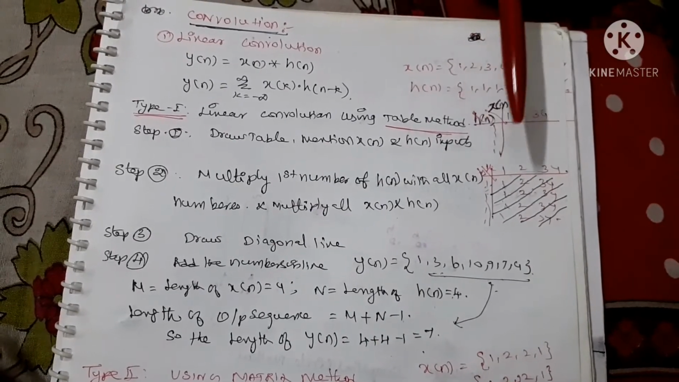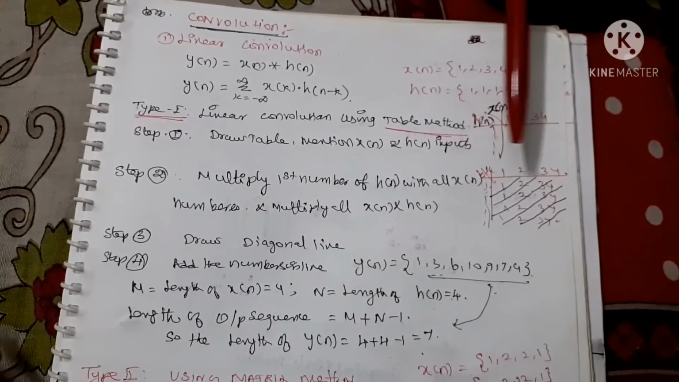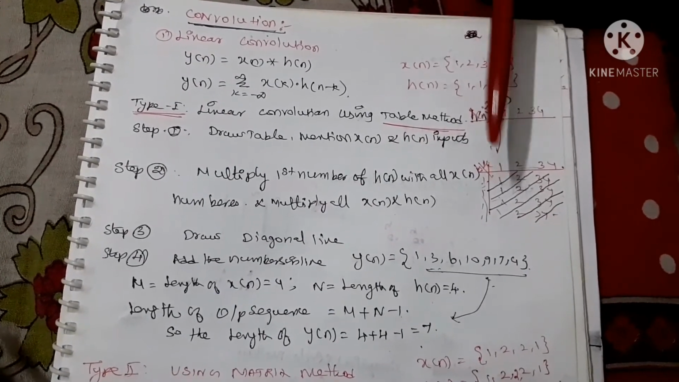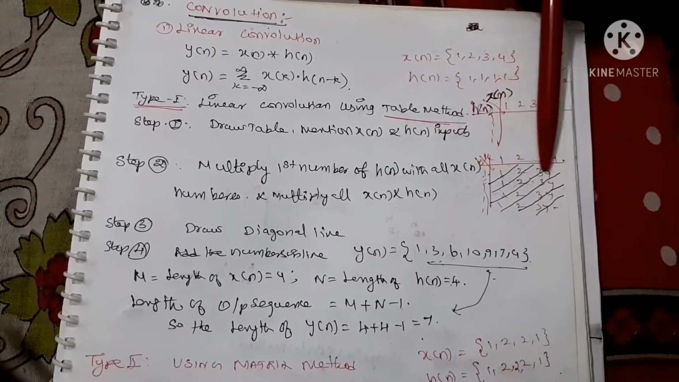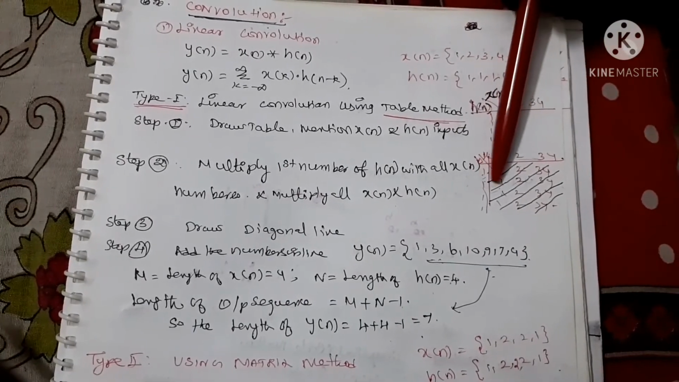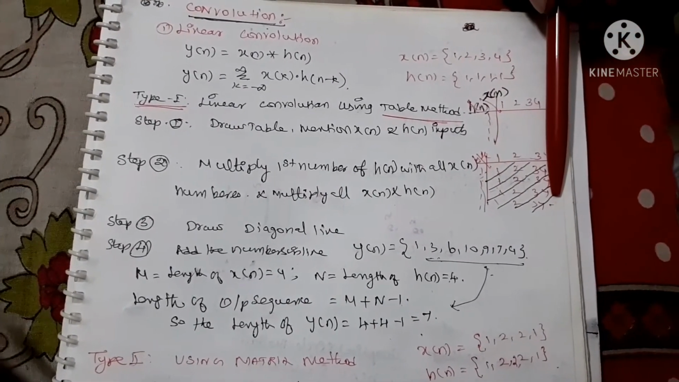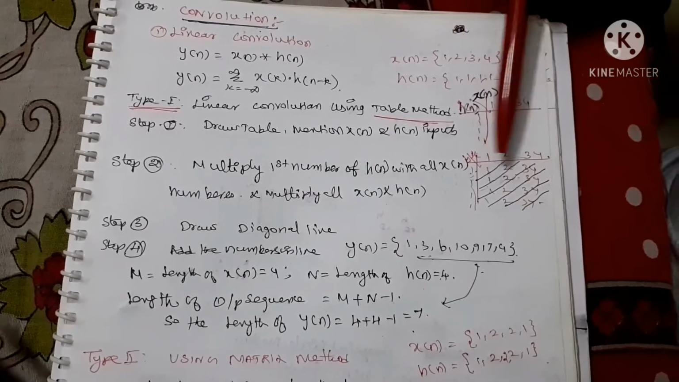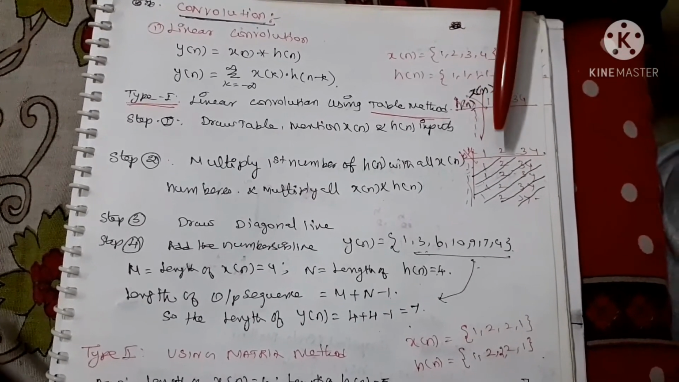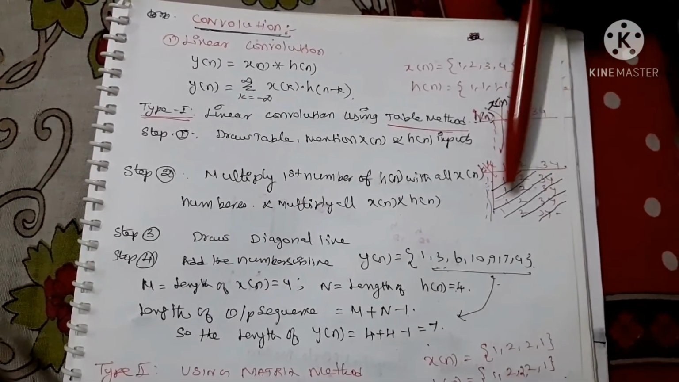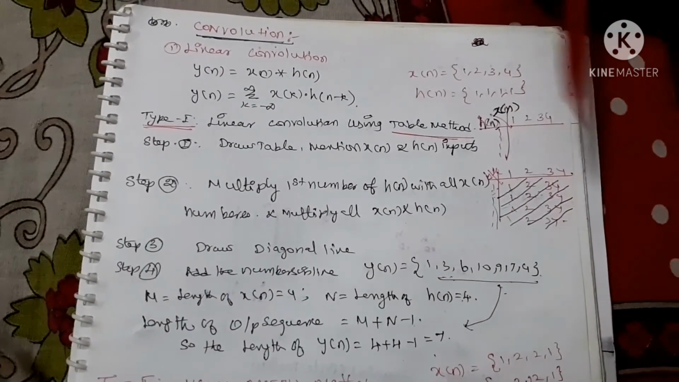So another step is you have to multiply x of n with h of n. So first column you take the first value, then you multiply all the rows 1 2 3 4, then the second values 1 2 3 4, third values 1 2 3 4, fourth values 1 2 3 4. Then the third step is draw the diagonal lines. So diagonal lines mean the first one is 1, then 2 3 4 3 2 1, like that.